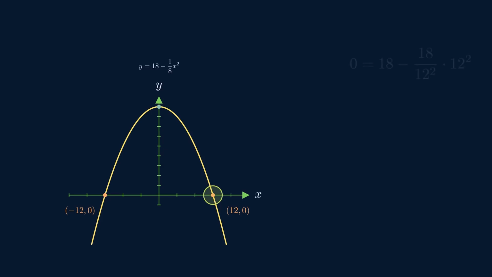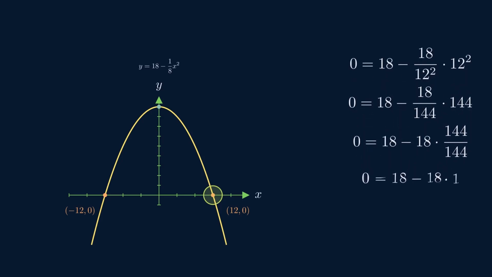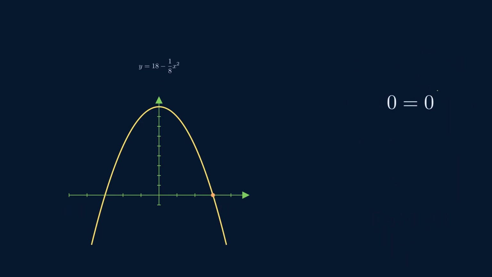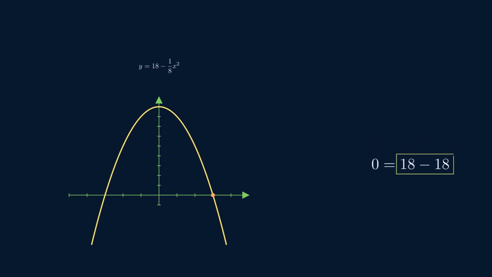Let's verify it quickly. At the point (12, 0), we have 0 equals 18 minus 18 divided by 12 squared times 12 squared. Notice clearly how the 12 squared terms neatly cancel each other out, leaving us with 0 equals 18 minus 18. This checks out perfectly. Our parabola equation is now confidently confirmed as y equals 18 minus 18 over 144 times x squared. And simplifying, that's y equals 18 minus 1/8 x squared.